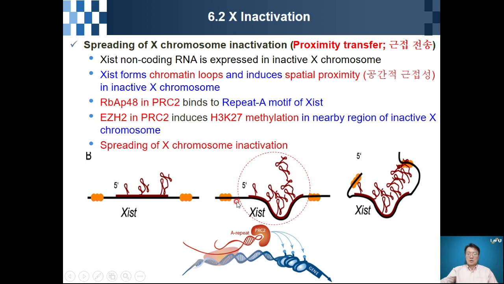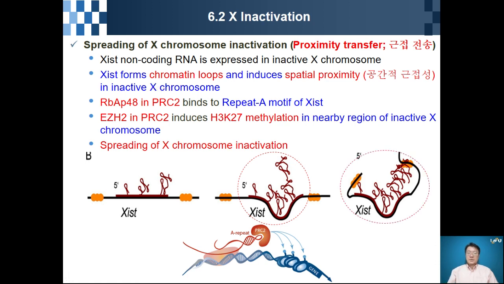So this region and this region are far away from each other, but after the chromatin loop is made, this loop brings them very close to each other. So finally, cis induces spatial proximity, 공간적 근접성, in the inactive X chromosome.